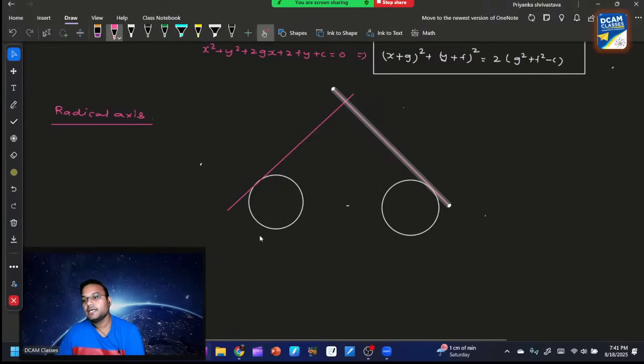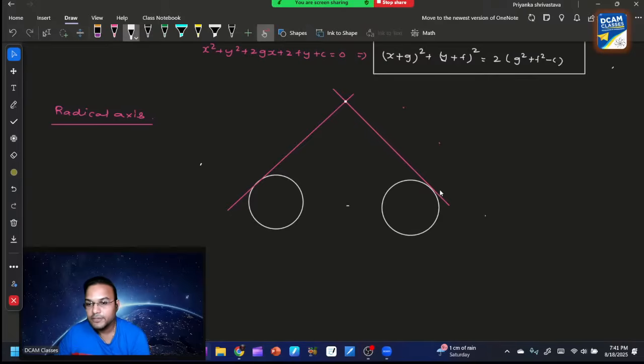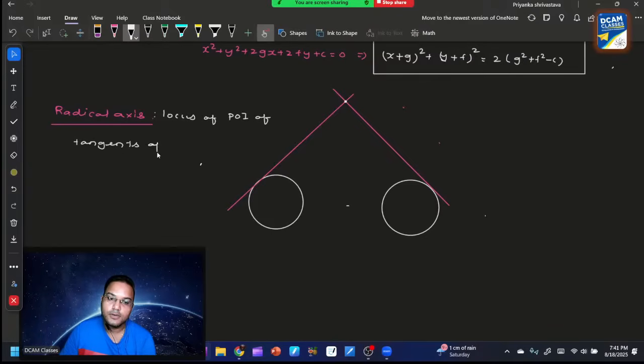See, what is the radical axis? Radical axis is the locus of the point of intersection of tangents to two circles. Be able to understand the right point of intersection.